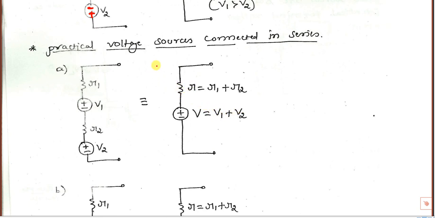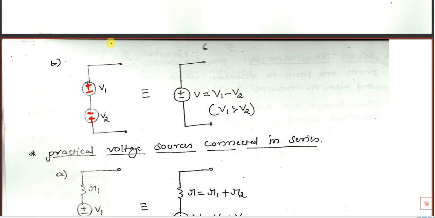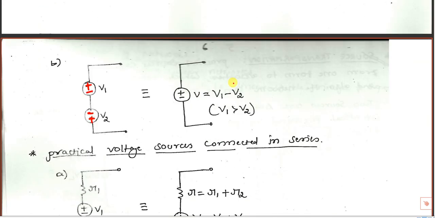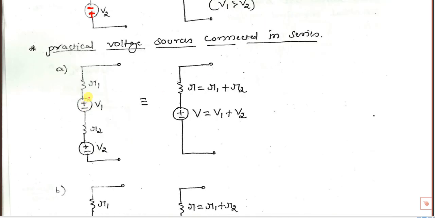Two practical voltage sources are connected in series. Above, these two are ideal voltage sources because there is no series internal resistance. If they are connected, we can just add them. If there are two practical voltage sources connected in parallel, how do we reduce them?